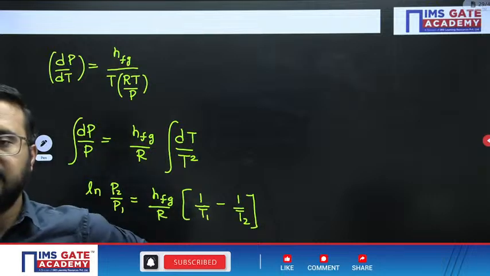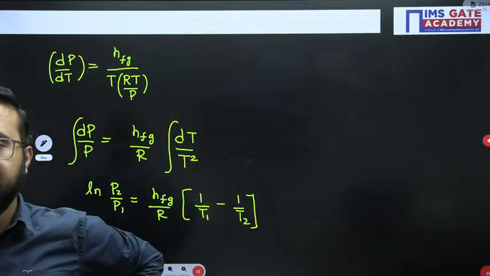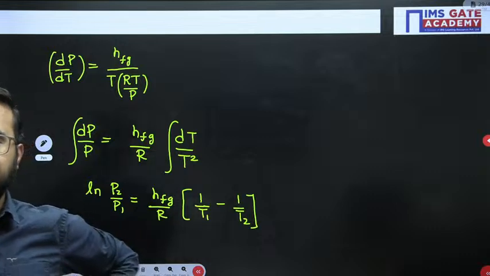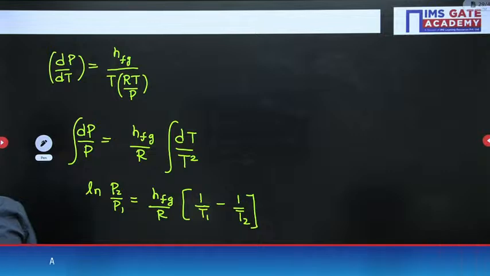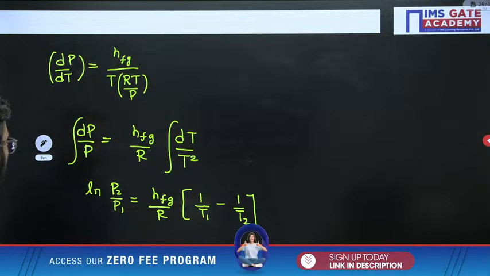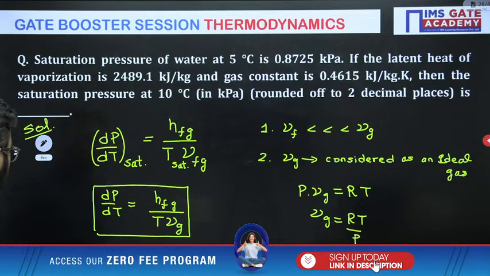Is it correct? Done. Now just you need to put the values, you will get the answer very easily. Okay, final pressure they are asking now. So initially pressure was 0.8725.